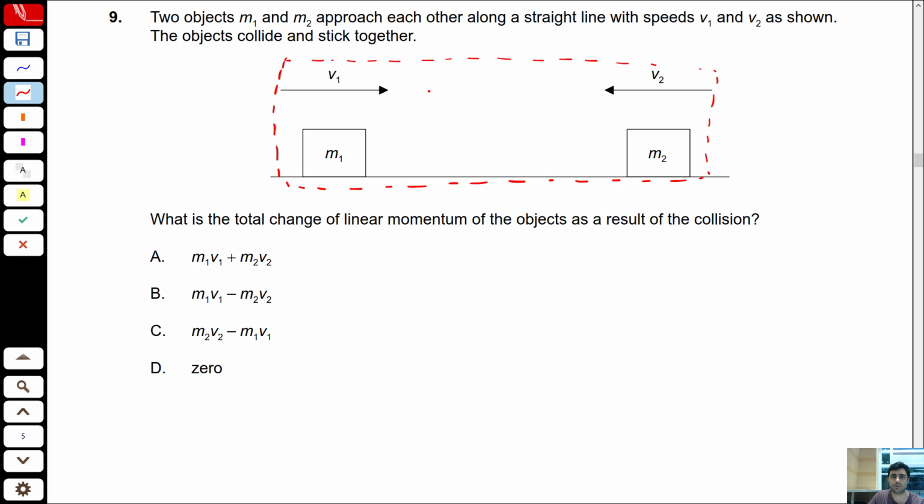So as long as there is no external force acting on the system, the total momentum must be conserved. Now, if the total momentum is conserved, there must be no change in momentum. So the change in momentum is equal to 0, because there is no external force acting on the system, hence conservation of momentum applies. As a result of the collision, the total momentum is still conserved because there is no external resistive force acting on the system. So there's no change in momentum because it is conserved.